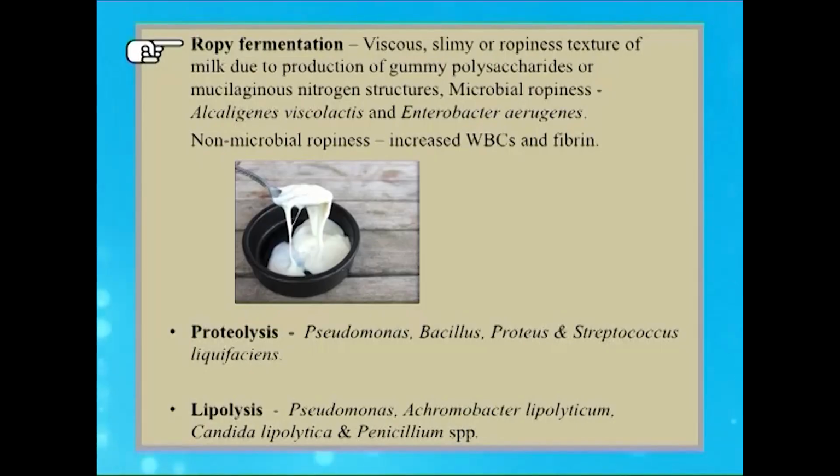We can have microbial ropiness, which is caused by Alcaligenes viscolactis and Enterobacter aerogenes. Or we can have non-microbial ropiness, which is caused due to an increased amount of WBC and fibrin protein coming out from the animal's body.